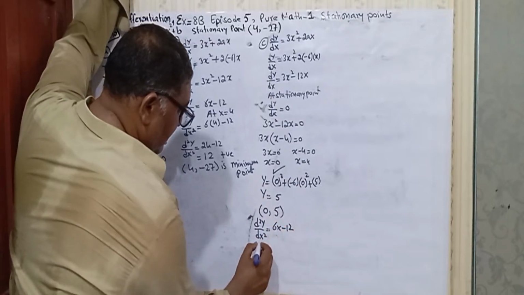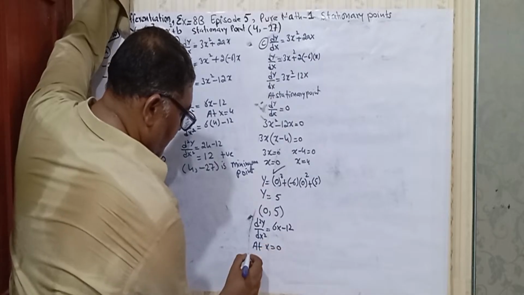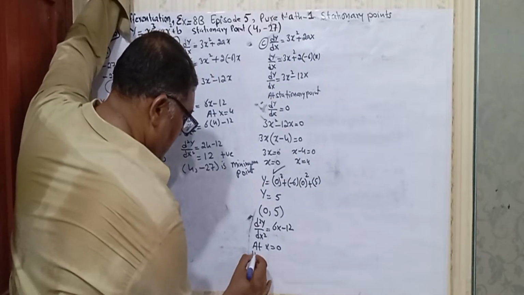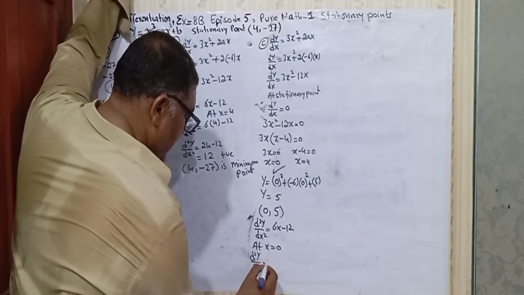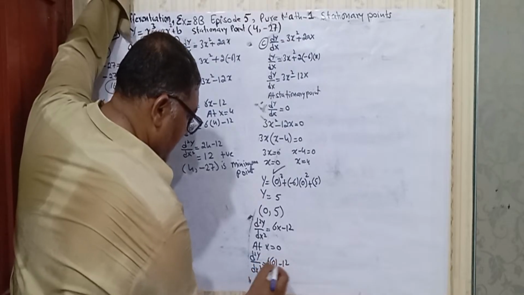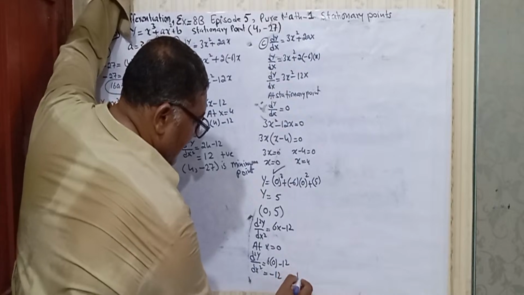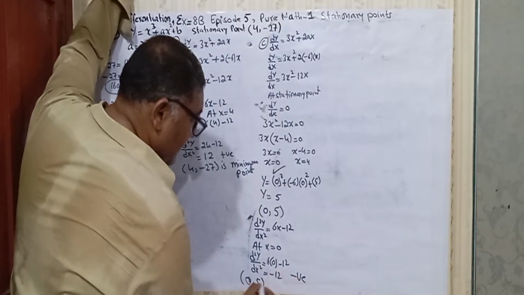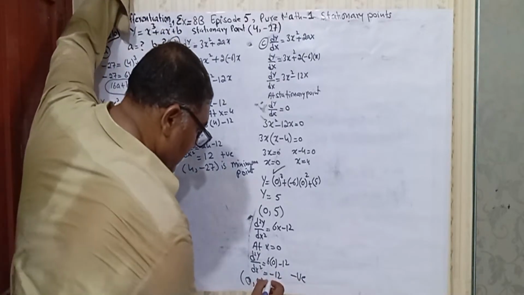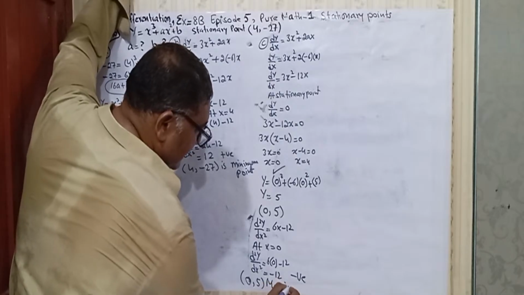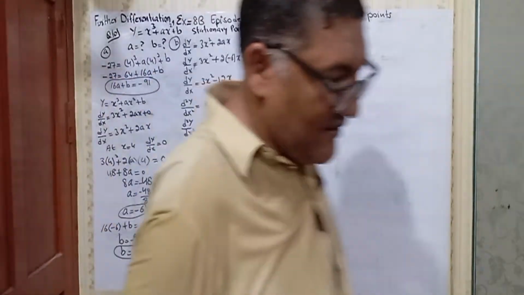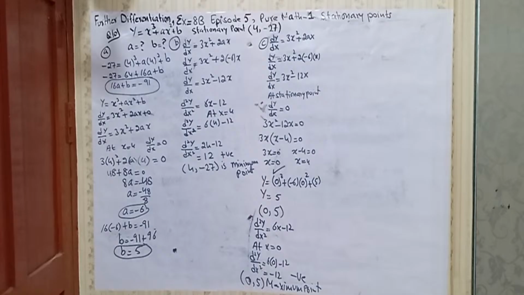So at x equals 0, my d²y by dx² will be equal to 6 into 0 minus 12, which is minus 12, a negative number. So at the point (0, 5), because the value of the second derivative is negative, it is going to be a maximum point. So this is how we will do the C part. You can see the C part showing up in front of you.